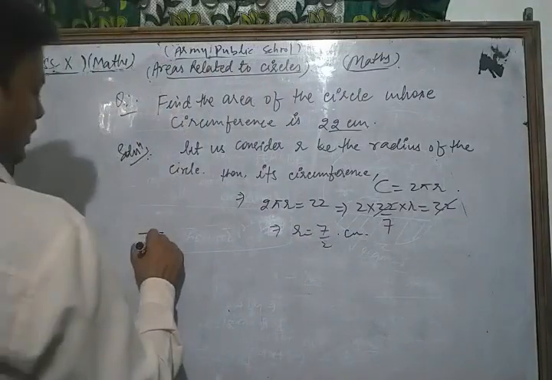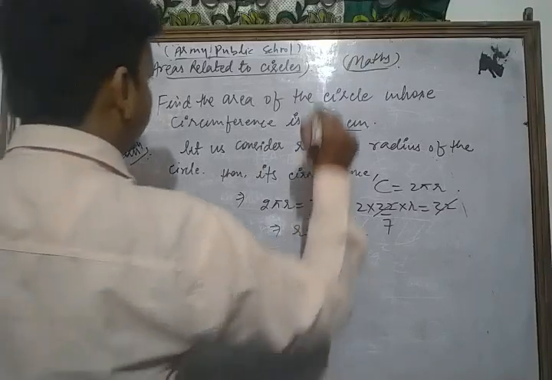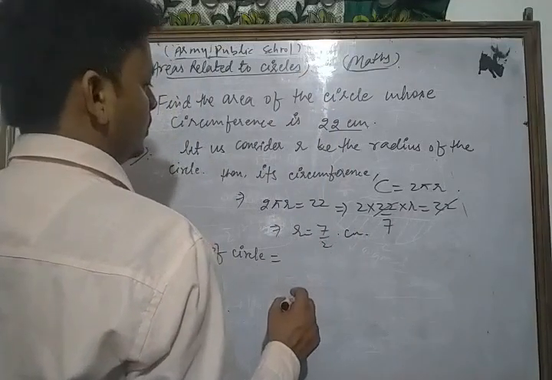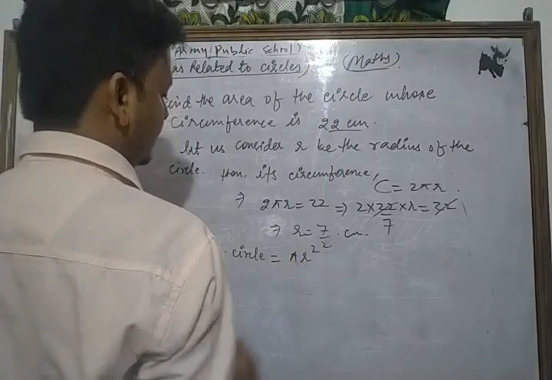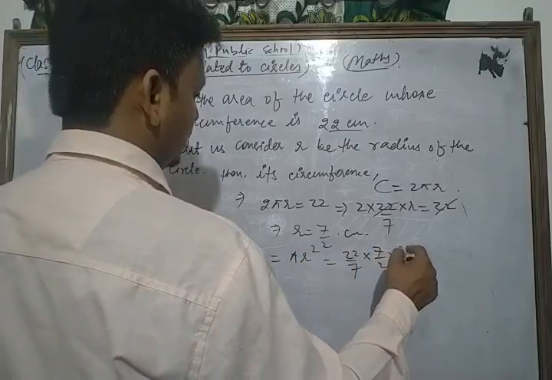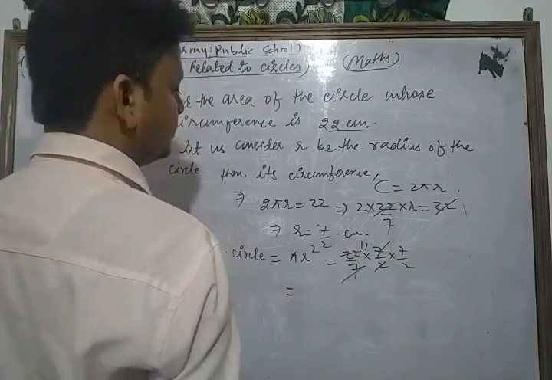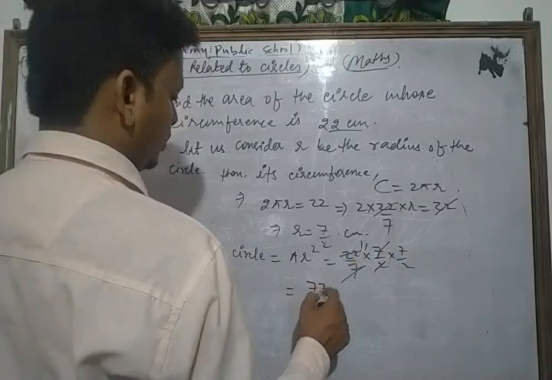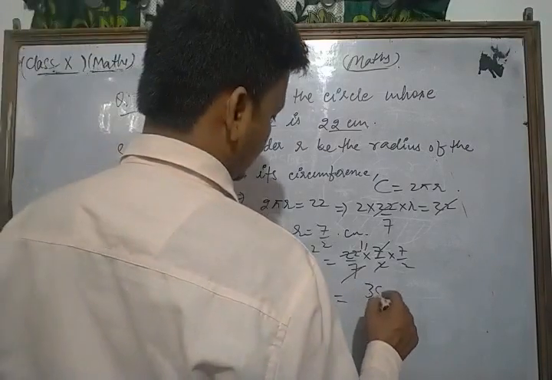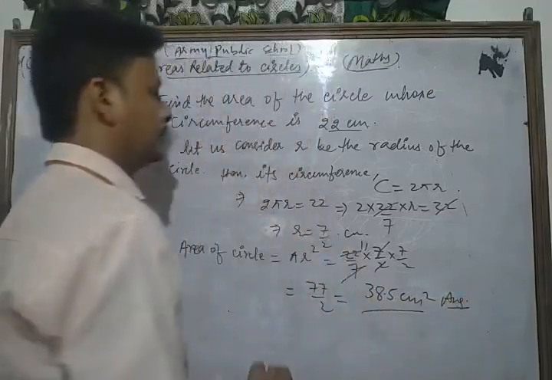Thus the area of the circle will be pi r square, that is 22 upon 7 into 7 by 2 into 7 by 2. Now 7 cancel to each other. This is 11 sevens are 77 upon 2, so it is 38.5 centimeter square. This is the required solution of the given question.